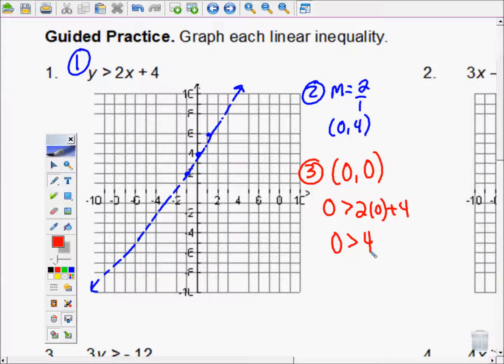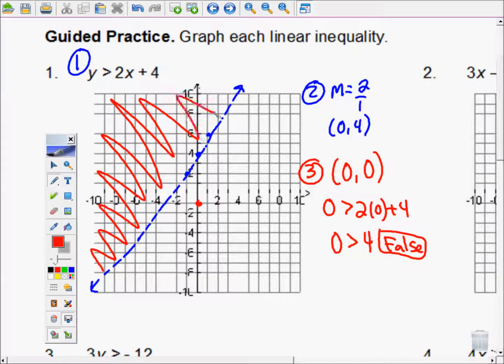False. So shade on the other side. Good job, Priscilla. So I'm going to shade on the other side. (0, 0) is here, so the side that I'm going to shade is the side that does not have (0, 0). You shade the opposite, because it's false. If it's false, you shade the opposite. If it's true, then you shade the side where it's at.